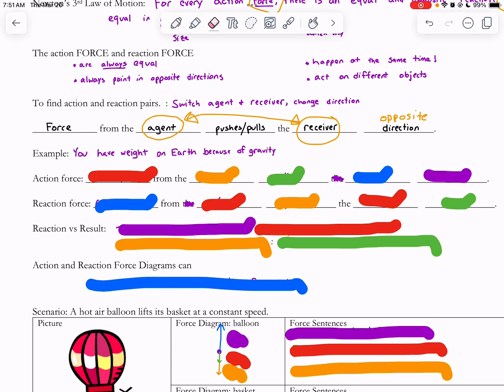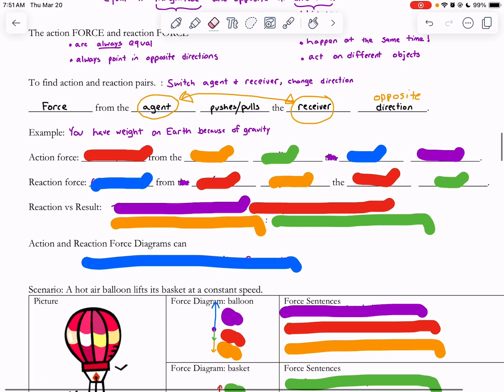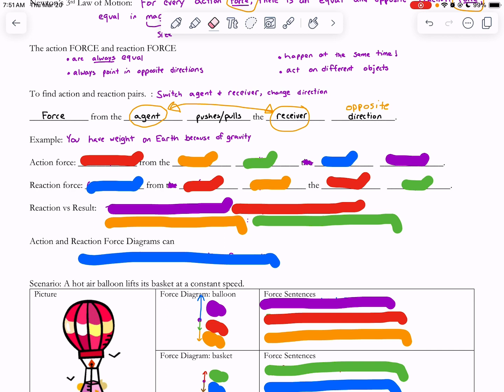We're going to take the fact that you have weight when you're on Earth because of gravity. This is a really fun one, okay? Well, it's fun for me. I don't know, you might not think it's so fun, but that's okay. The action statement for this is going to be the fact that Earth is pulling on you with gravity. So we're going to start out with the gravity force from Earth.